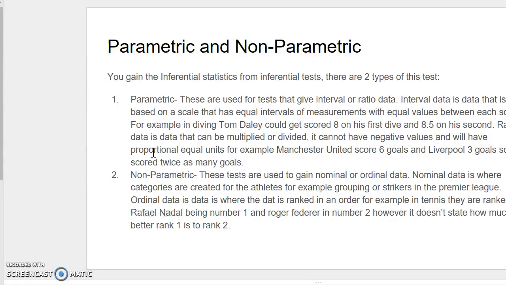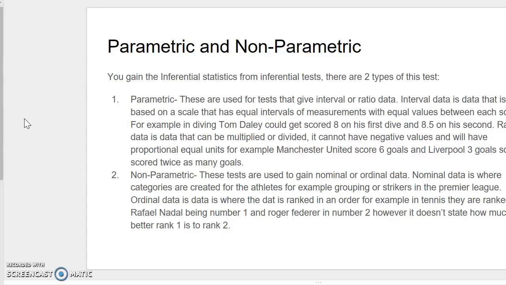Ratio data is data that can be multiplied or divided. It cannot have negative values and will have proportional equal units. For example, Manchester United scored 6 goals, and Liverpool scored 3. So Manchester United scored twice as many goals as Liverpool.